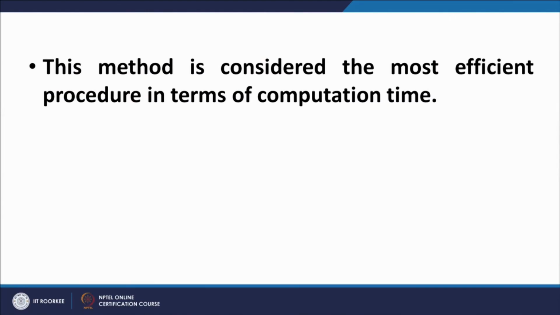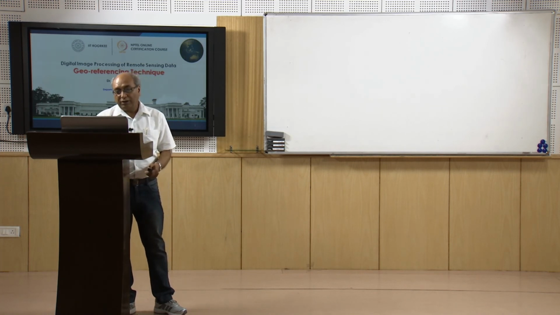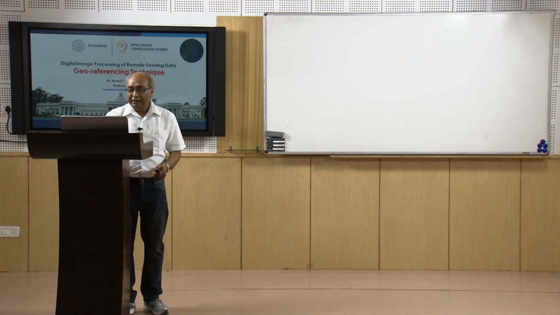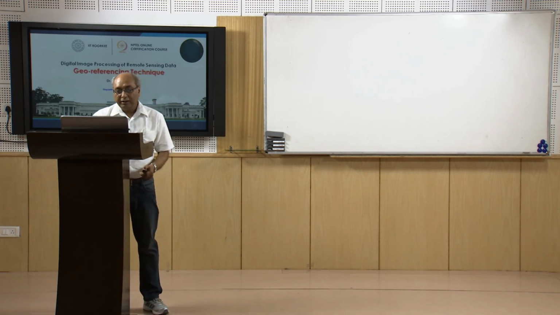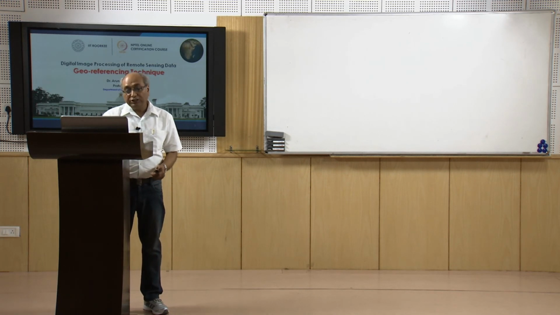This method is considered the most efficient procedure because there is no alteration of the pixel value. Original pixel values are intact. Many times we choose this nearest neighbor because later on we may be using that georeferenced image for image classification, and therefore we don't want to lose the image quality. We don't want to alter the image or pixel values, and therefore this method in that way is very good and efficient. It doesn't take much time to achieve this kind of resampling because not much calculation is required.